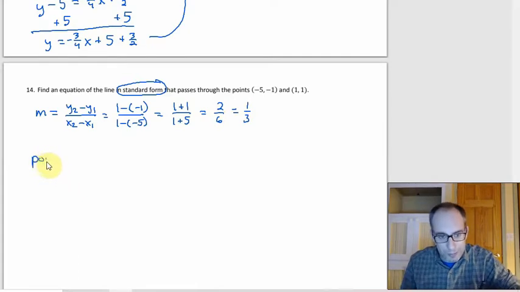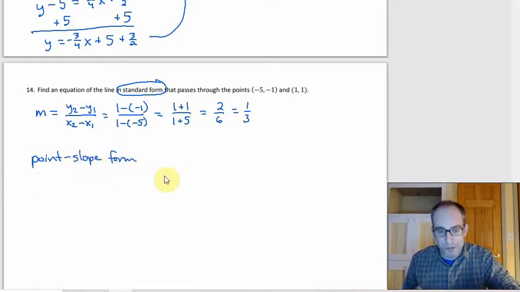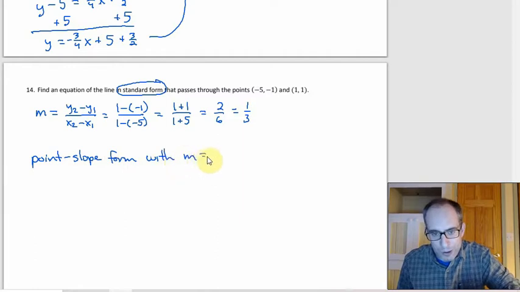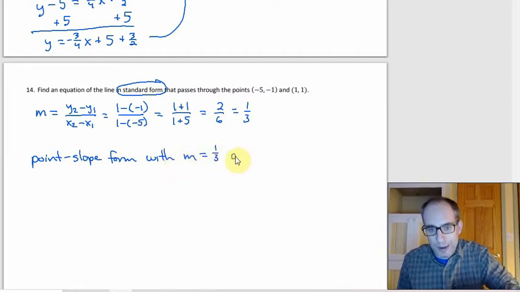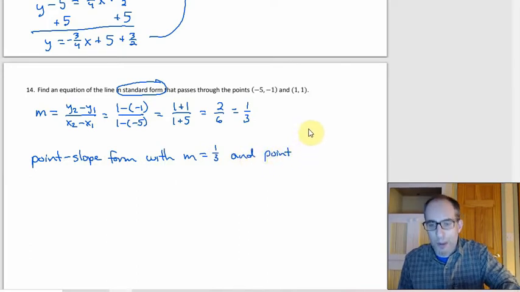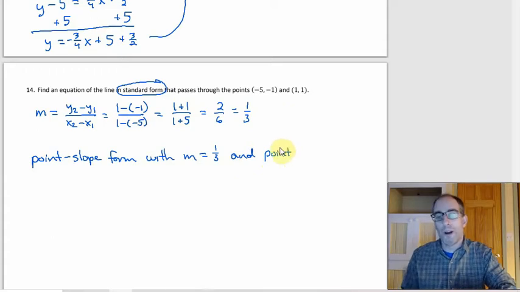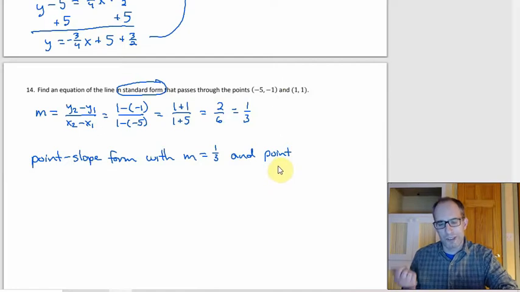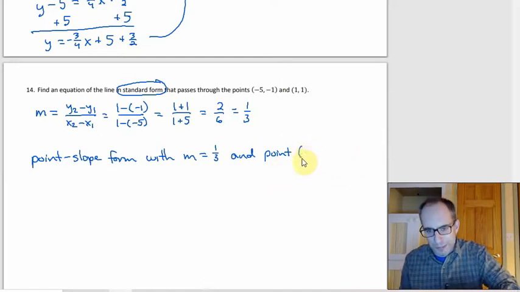So I'm going to do the point slope form. Since our book just calls it form, even though I always think of it as being the point slope formula. So point slope form with our slope of 1/3 that we just got, and our point, you can pick either one. They're both going to work. I'm going to pick 1, 1 because that feels less complicated just because it doesn't have any negatives. But you could do it with negative 5, negative 1. You'd actually get the exact same answer.